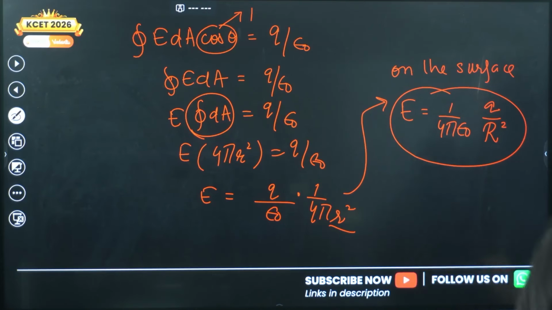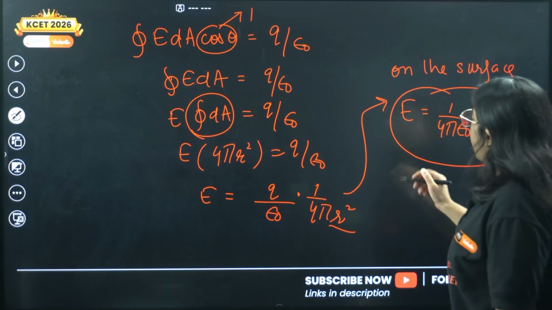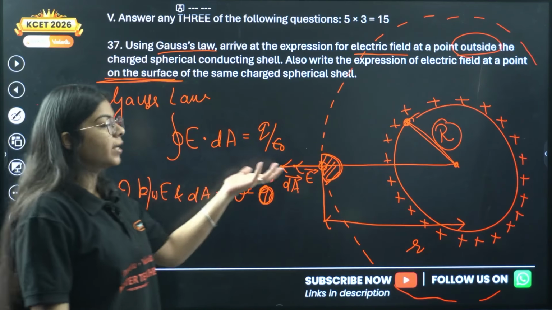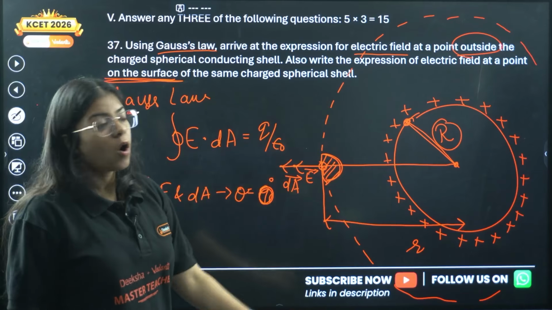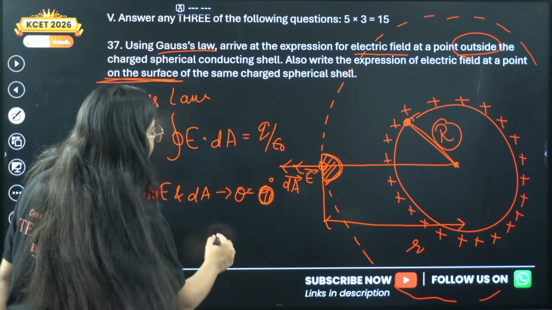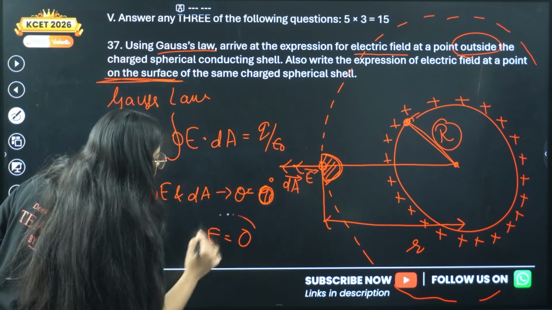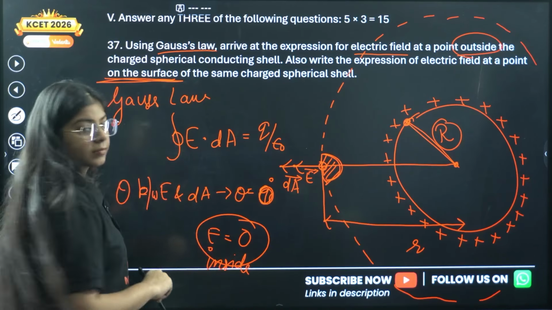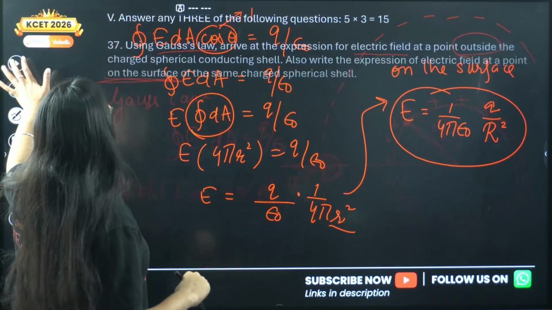Okay, one more thing you can see is inside the sphere. If they've asked you inside the conducting sphere, so there is no charge, all the charge is on the surface, so inside the E will be 0, inside the spherical conducting shell. Correct? Let's move on to the next question.